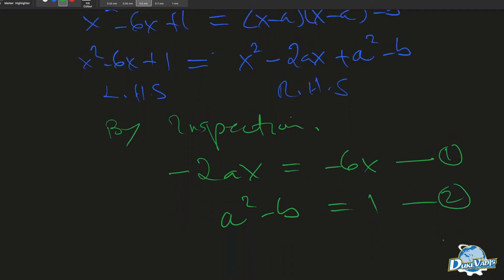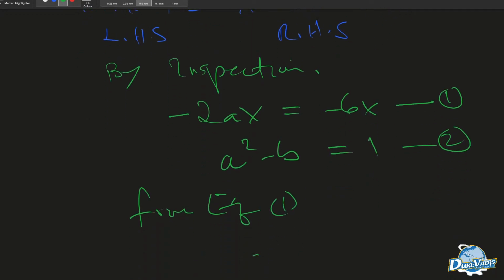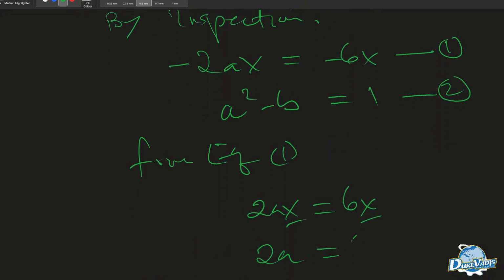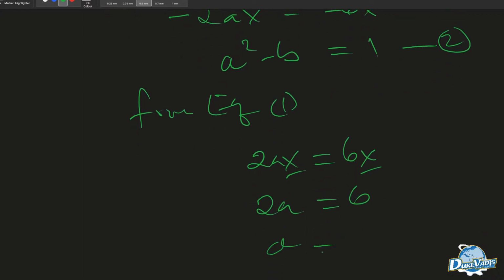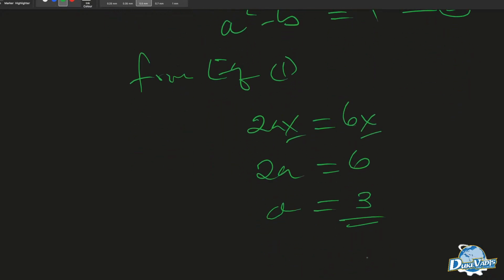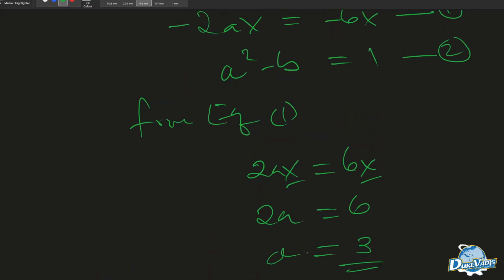From equation 1, we have 2ax equals 6x, so the x cancels, so that we have 2a equals 6. Therefore, a is equal to 3. After getting the value of a, we'll substitute a equals 3 in equation 2.